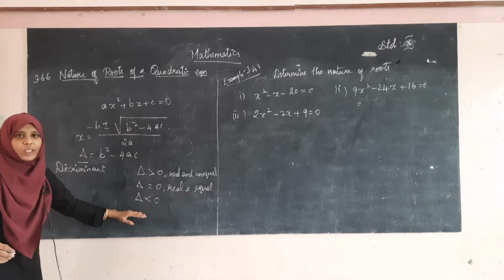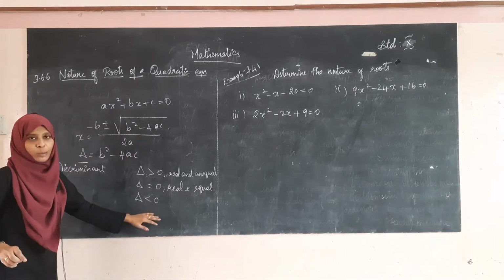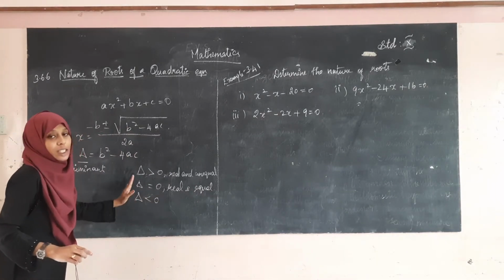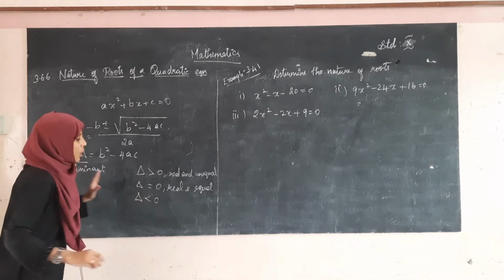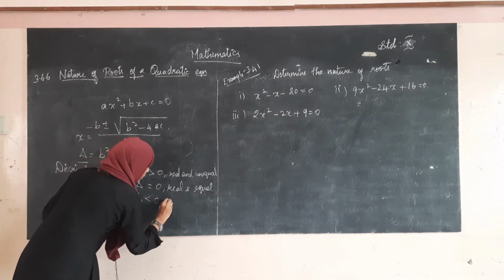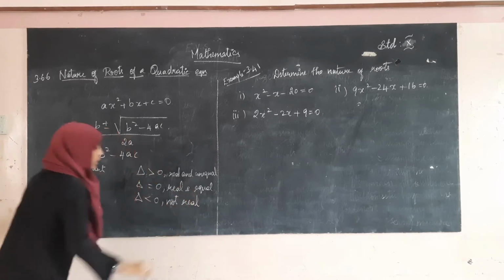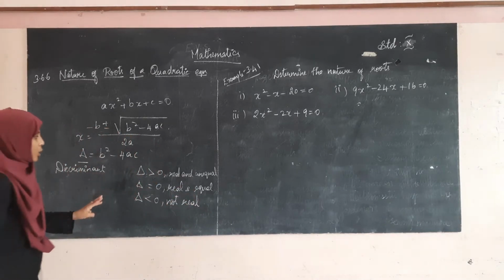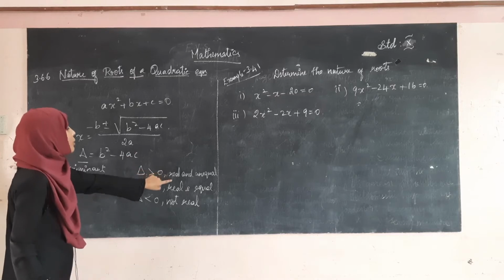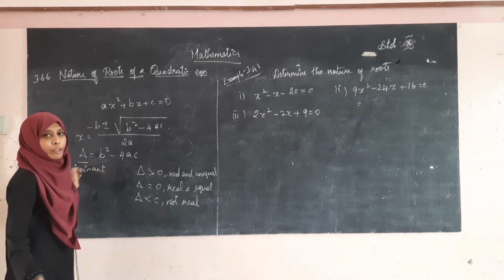If the del's value is less than 0, that is, if the del's value is negative, what will the roots be? The roots are not real. These are the three natures of the roots. That is, the nature of the roots depends upon the value of the discriminant.